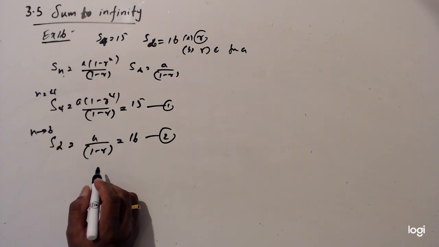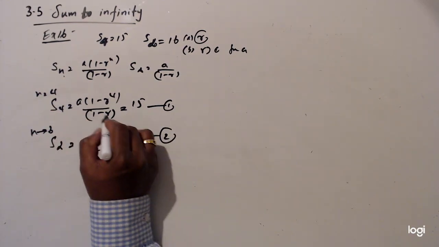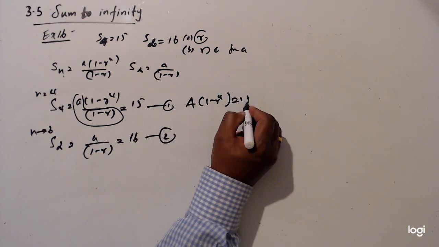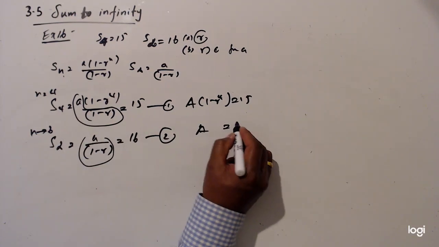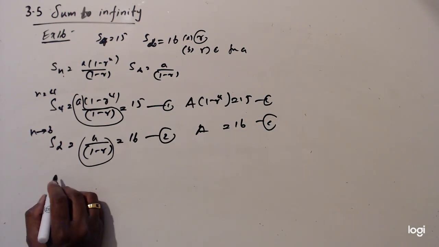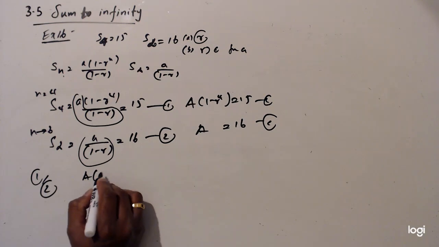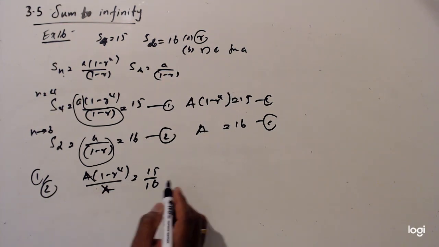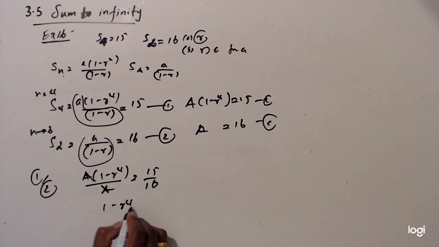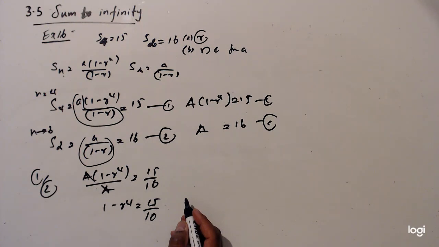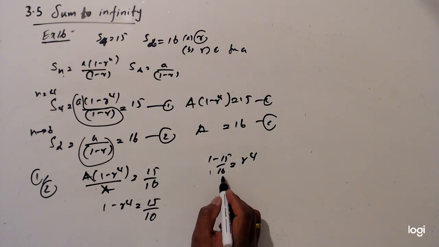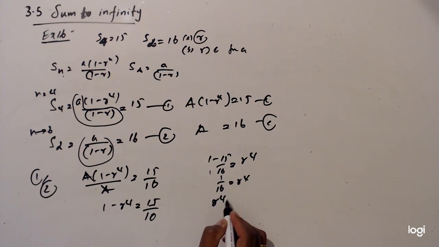We'll simplify this one. Taking a over 1 minus r separately, I will write it as a over 1 minus r times 1 minus r to the power 4 equals 15, and a over 1 minus r equals 16. Dividing 1 by 2, 1 minus r^4 equals 15 over 16, since a over 1 minus r cancels out. Moving r^4 to the other side, r^4 is 1 minus 15 over 16, which is 1 over 16.